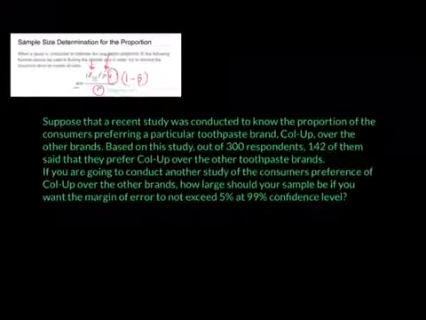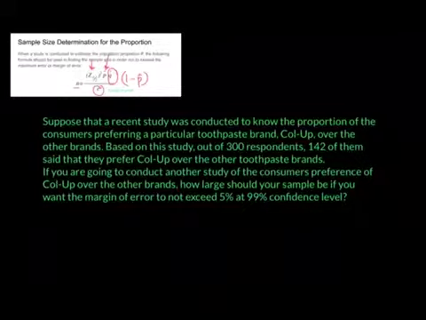So let's consider the following. Suppose that a recent study was conducted to know the proportion of the consumers preferring a particular toothpaste brand, Call-Up, over the other brands. Based on this study, out of 300 respondents, 142 of them said that they prefer Call-Up over the other toothpaste brands. Now, since you are assigned as the new researcher, if you are going to conduct another study of the consumer's preference of Call-Up over the other brands, how large should your sample be if you want the margin of error to not exceed 5% at 99% confidence level?